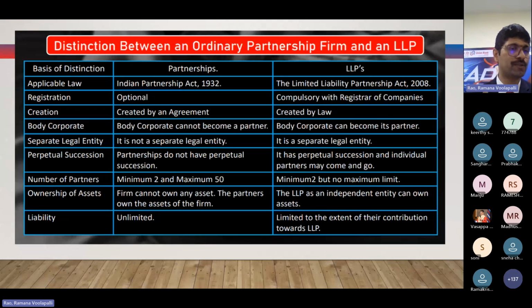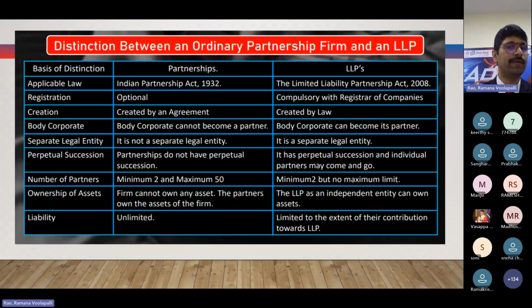We have already understood what a separate legal entity is. Perpetual succession: a partnership does not have perpetual succession. An LLP has perpetual succession, and individual partners may come and go. Number of partners: in a partnership the minimum is 2 and the maximum 50, whereas in an LLP the minimum is 2 only, but there is no maximum limit. Ownership of assets: firms cannot own any assets. The partners own the assets of the firm. The LLP, as an independent entity, can own the assets.